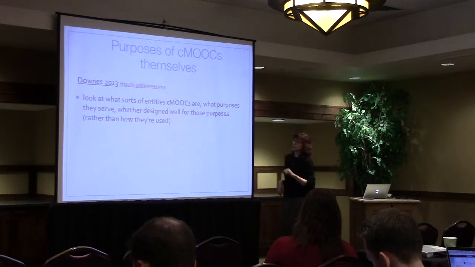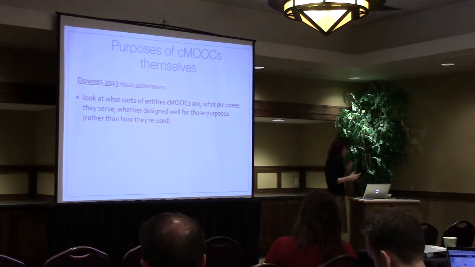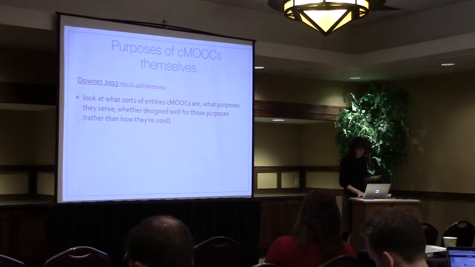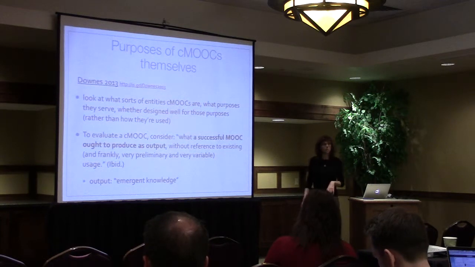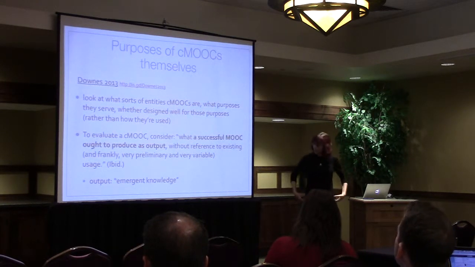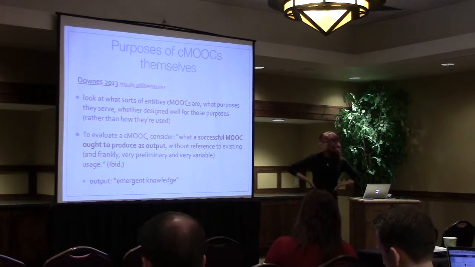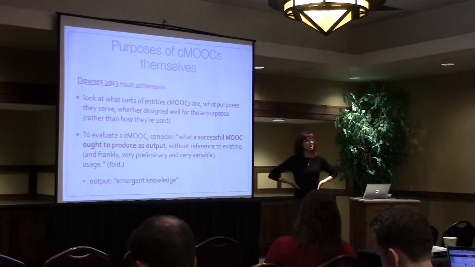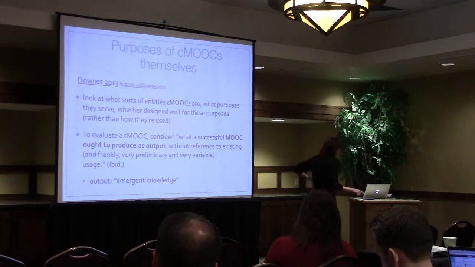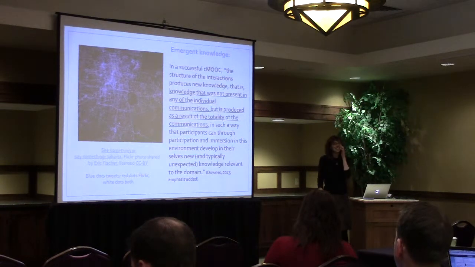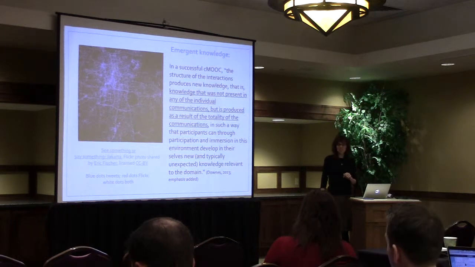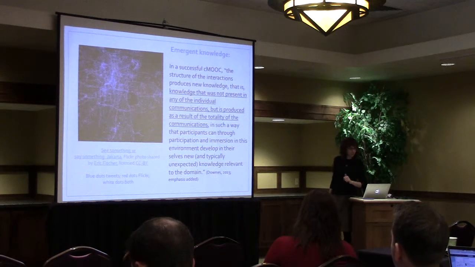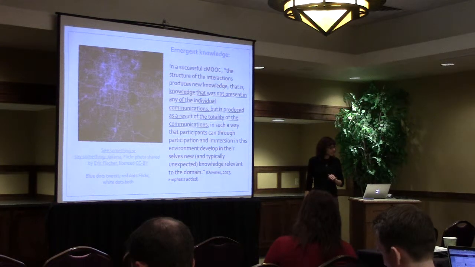So let's look at that for MOOCs as well, for cMOOCs. Let's see what kind of entities they are, what purposes they serve, and whether they're well designed for those purposes. So here's a quote from his blog post. And what he focuses on is what a successful cMOOC ought to produce as output, without reference to existing, frankly, very variable usage. And I'm going to zip quickly through this. So what should it produce as output? Emergent knowledge. Knowledge that was not present in any of the individual communications, but is produced as a result of the totality of the communications.